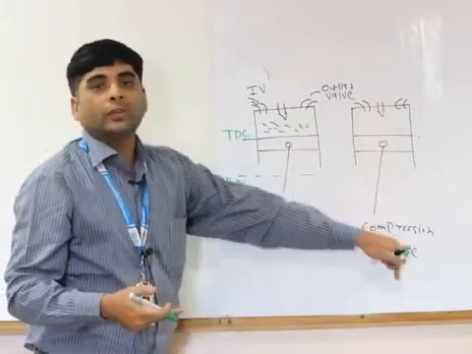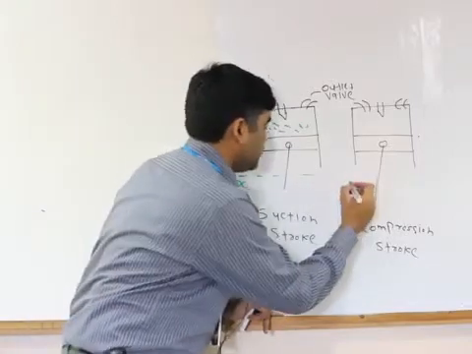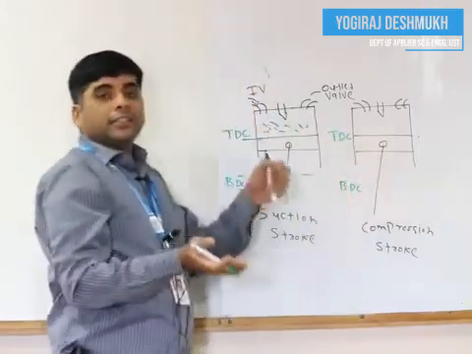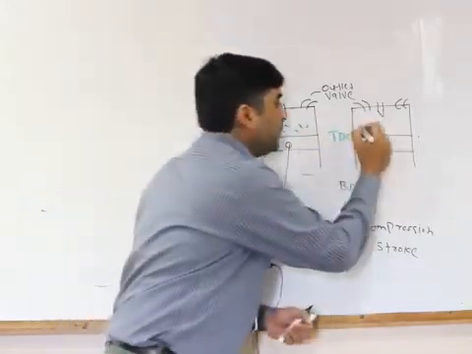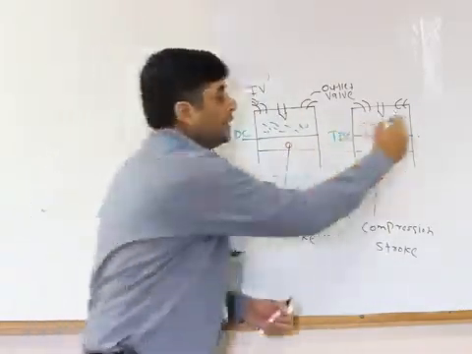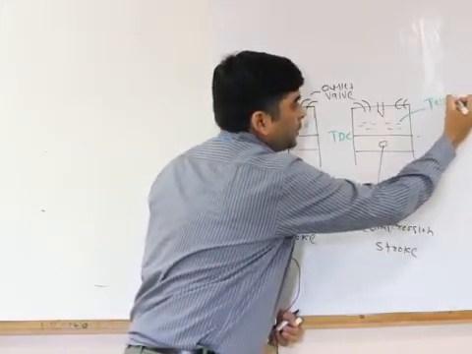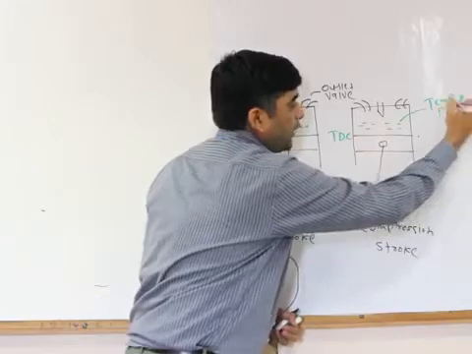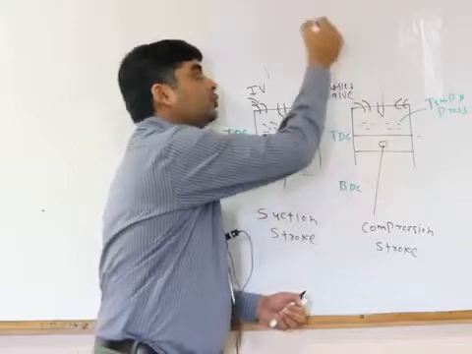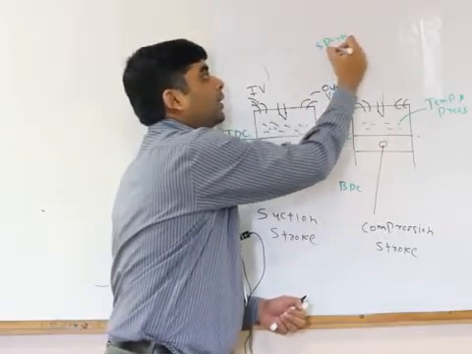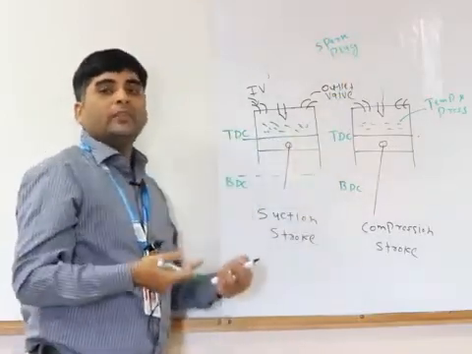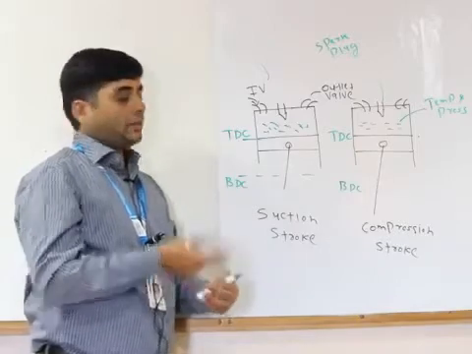What happens in the compression stroke? The piston moves from the BDC to the TDC and compresses the charge completely. Due to compression, the temperature and pressure of this charge increase, and this is the ideal situation for ignition. This is the spark plug. At the end of the compression stroke, the spark plug ignites the fuel and the burning of the fuel takes place. So these are the two strokes.